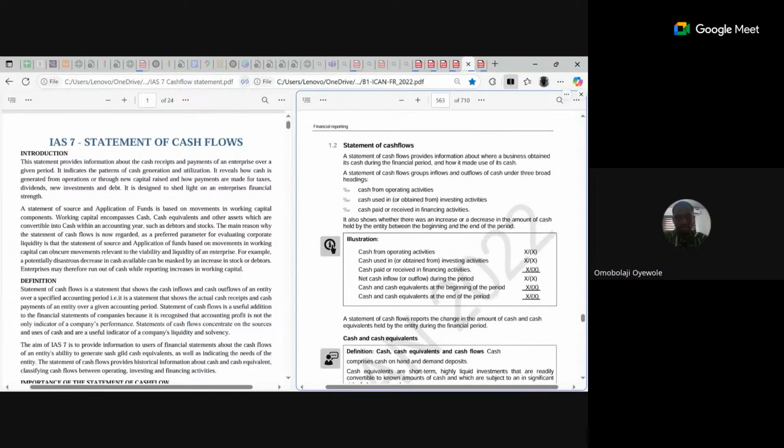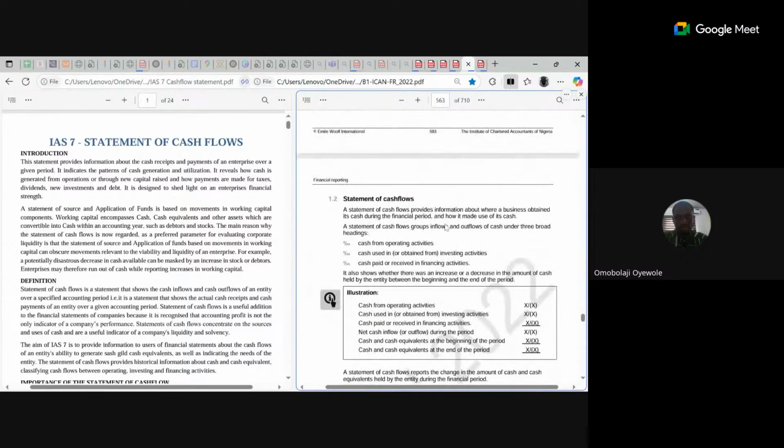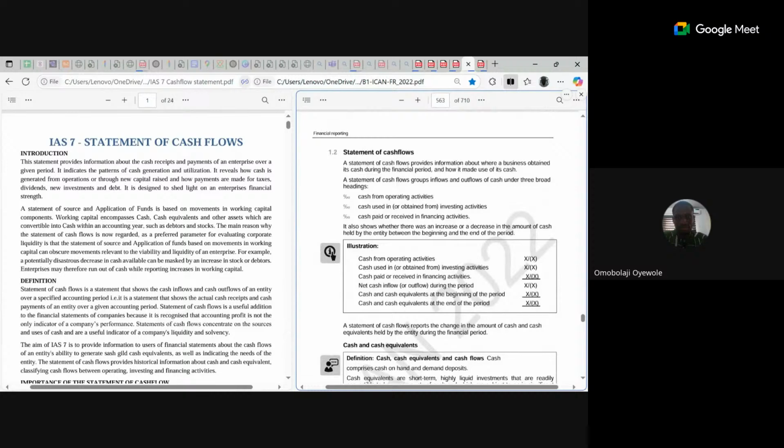Now, let's continue. A statement of cash flow provides information about where a business obtained its cash during the financial period and how it made use of its cash. How the business made use of its cash during the financial period, and where the business obtained its cash during the financial period.